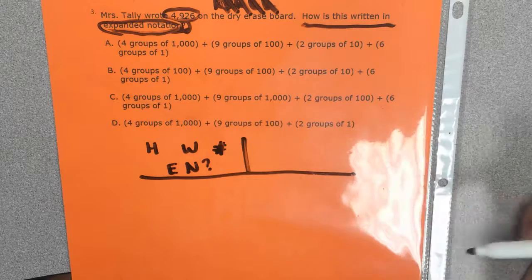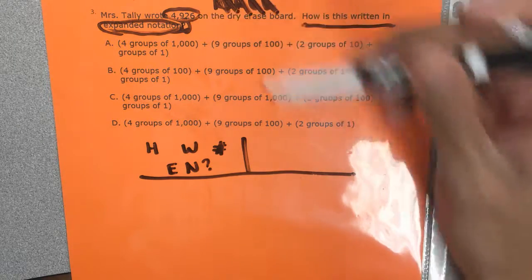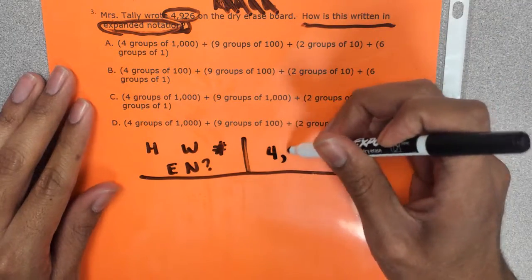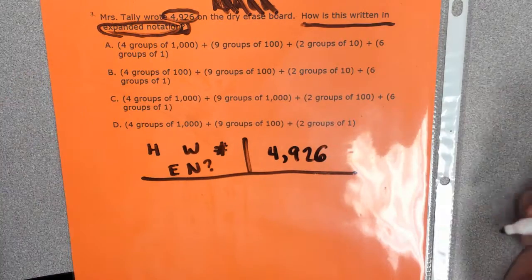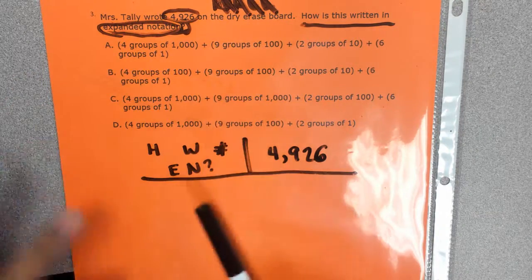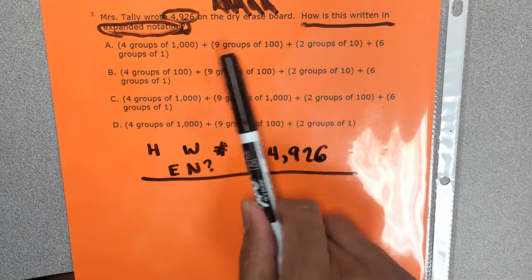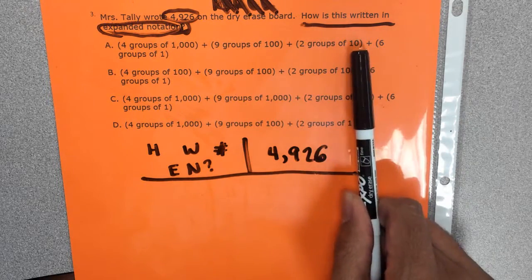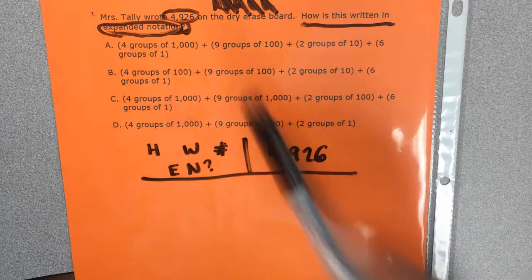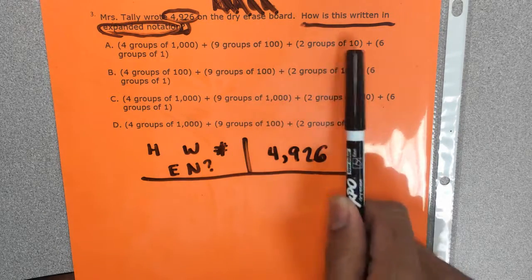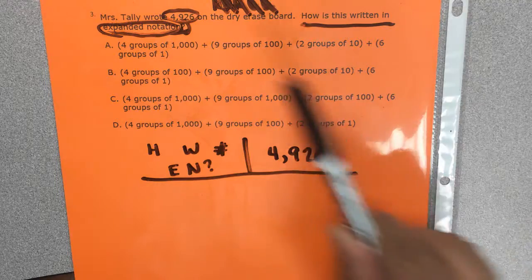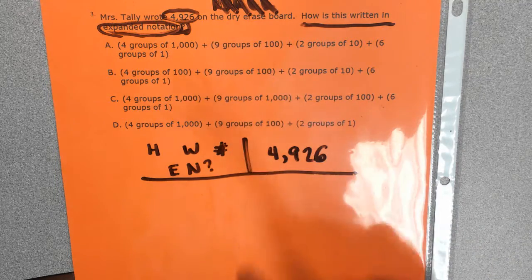What's the most important detail here? Well, that's our number. Go ahead and copy it down, 4,926. Let's read the answer choices to see how we can figure out our strategy. It says 4 groups of 1,000, 9 groups of 100, 2 groups of 10, and then 6 groups of 1. So we're talking about groups of 1,000, 100, 10, and 1. Sounds like we're going to have to be putting these things into a place value chart.